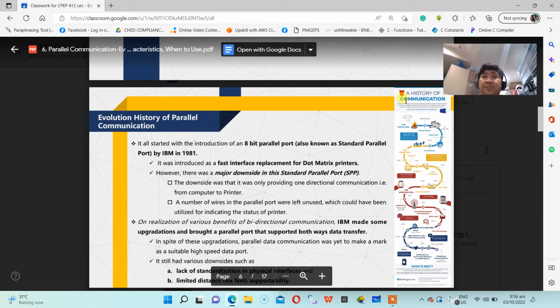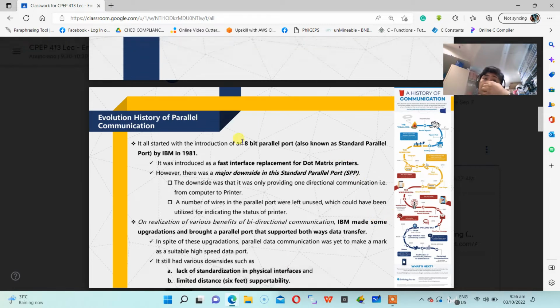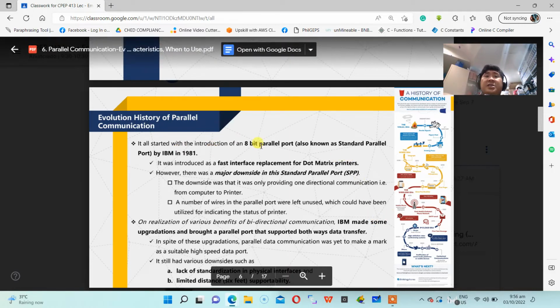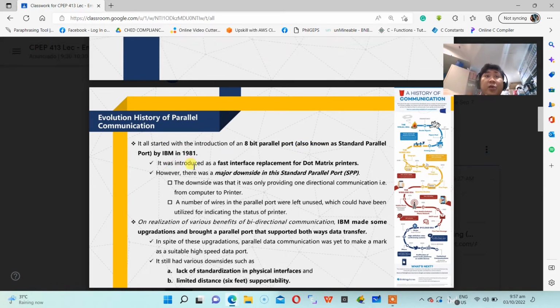So obviously, there's a communication here. It started with this and this and this, and it goes on and on. It all started with the introduction of the 8-bit parallel port, also known as the standard parallel port, by IBM in 1981. It was introduced as a fast interface that replaced the dot matrix printer.